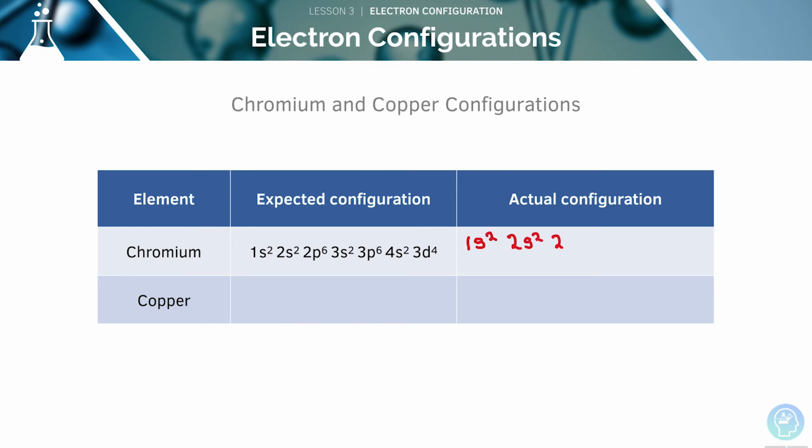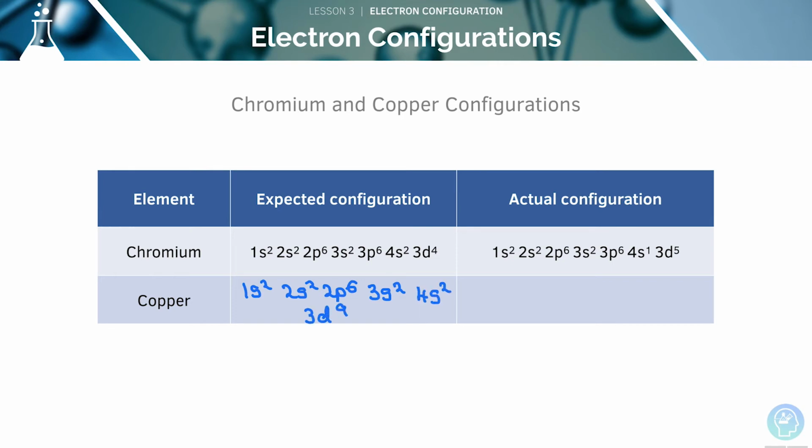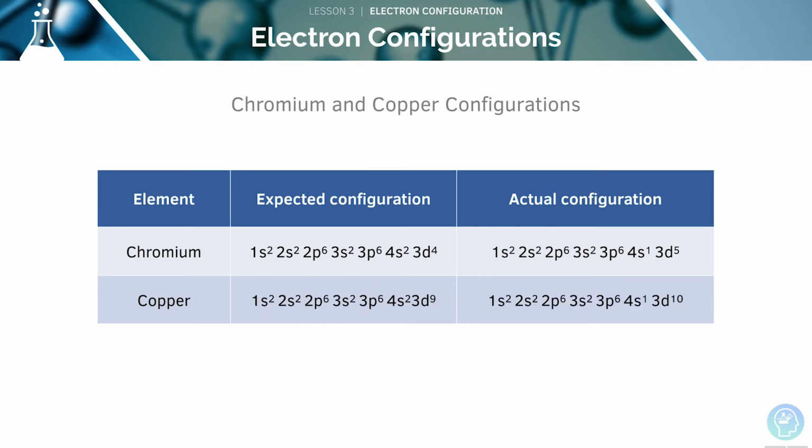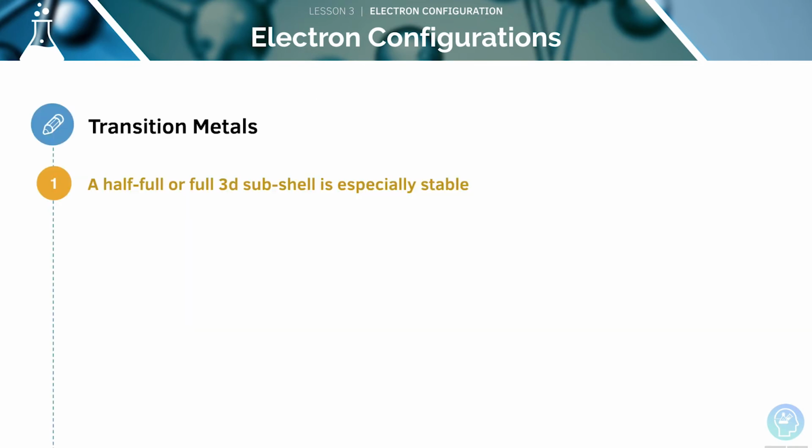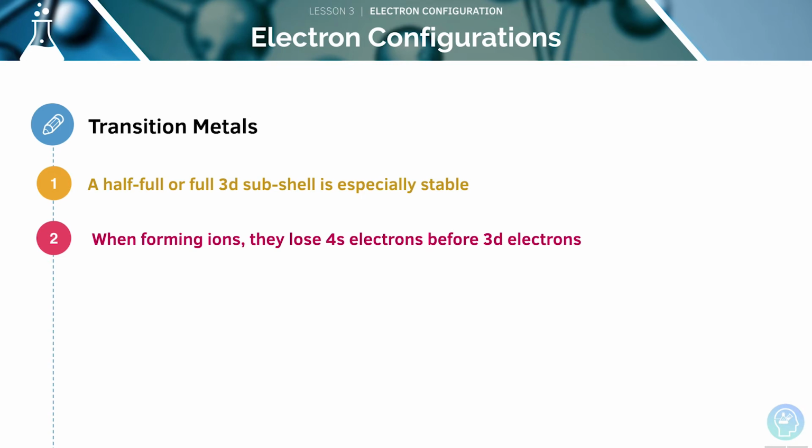However, the actual configuration is slightly different. Similarly, for copper, this is the expected configuration. The actual configuration is shown here. From these examples, we can see that a half-full or full 3d subshell is especially stable.